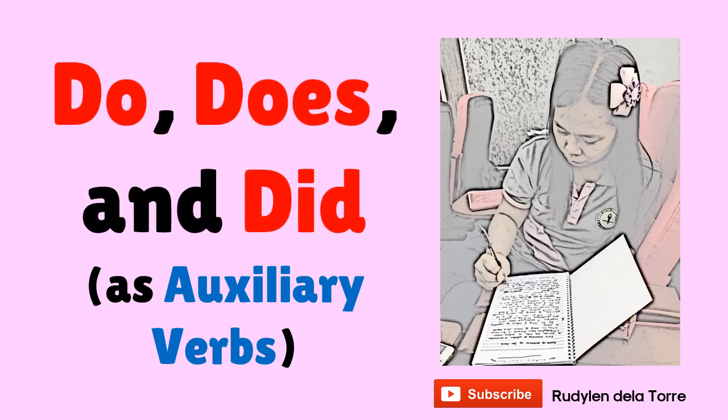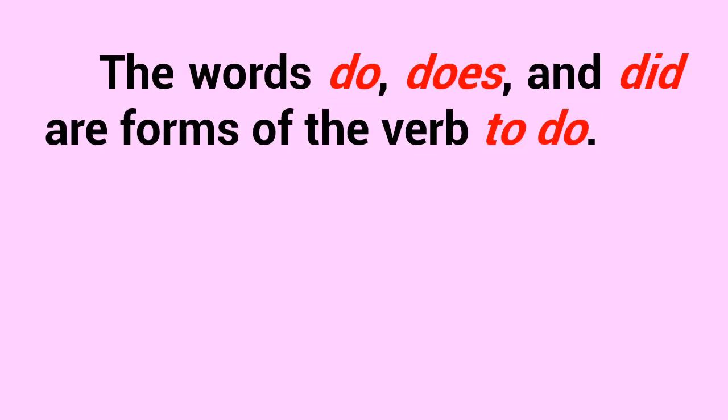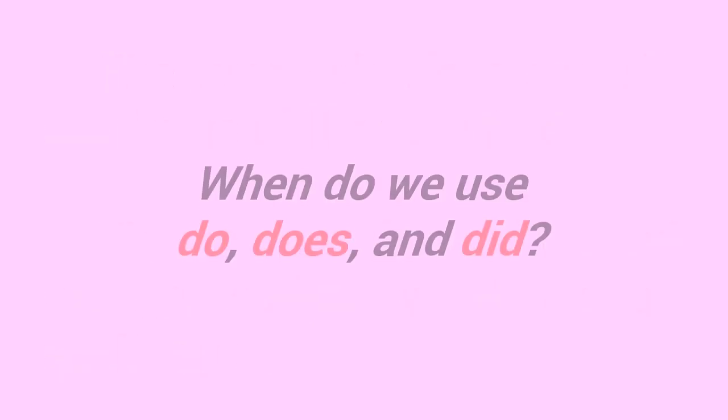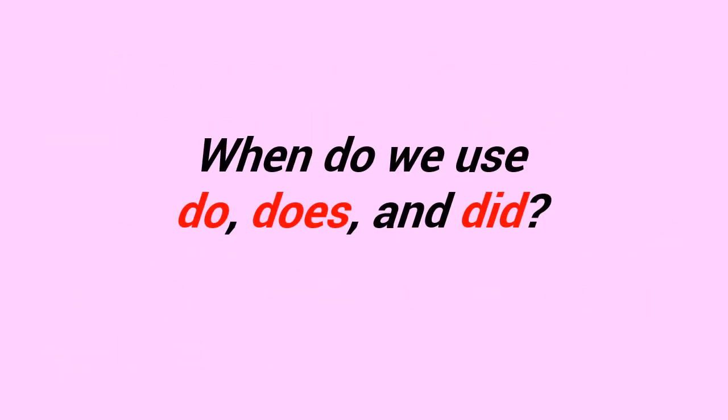Do, does, and did as auxiliary verbs. The words do, does, and did are forms of the verb to do. The verb to do can be used as an action word or an auxiliary verb. When do we use do, does, and did?